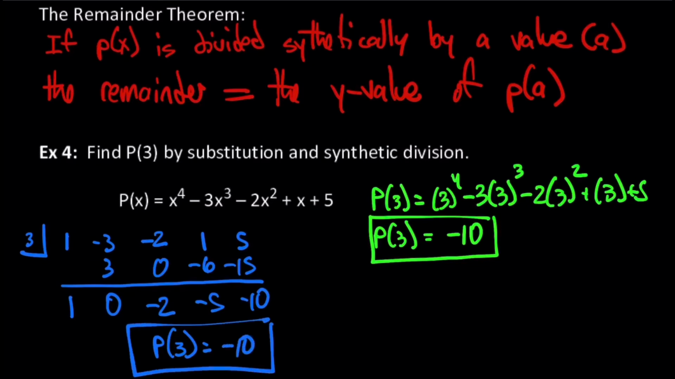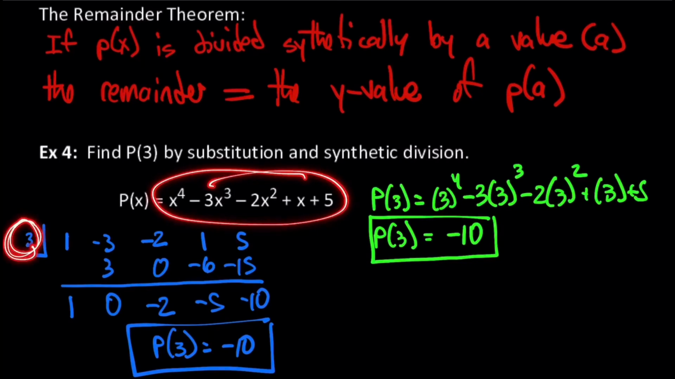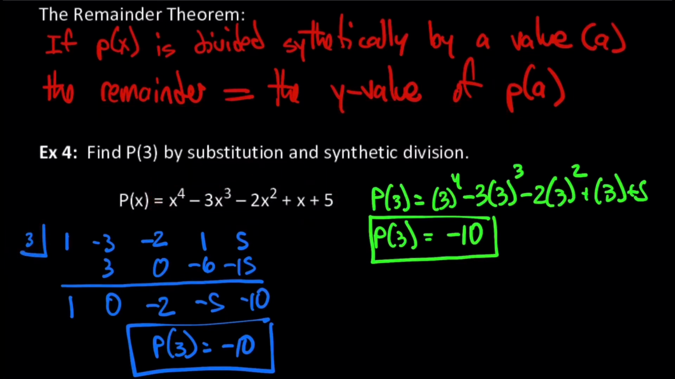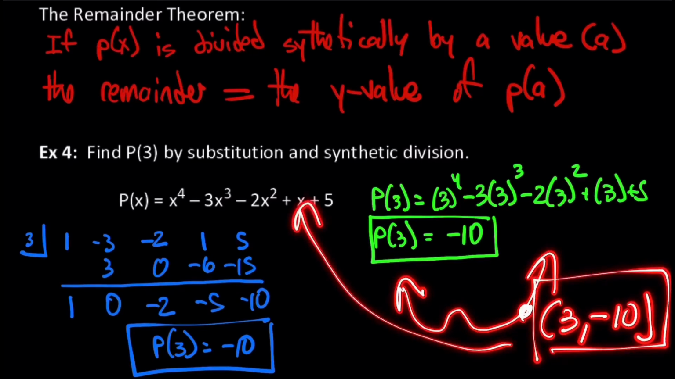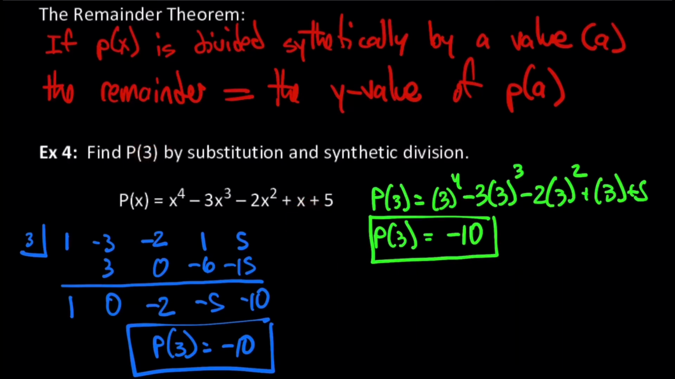But why is that? It's because of this remainder theorem. If p of x is divided synthetically by a value a, so I took this and I divided it by 3, the remainder is the y value of p of a. So graphically what we've done, this is a positive 4th degree. It looks like this. If my x value is 3, I know the y value is negative 10. So I've basically found a coordinate on this function by synthetic division. I chose an x value of 3 because that's what the question wanted me to find or choose. And there's my y value.